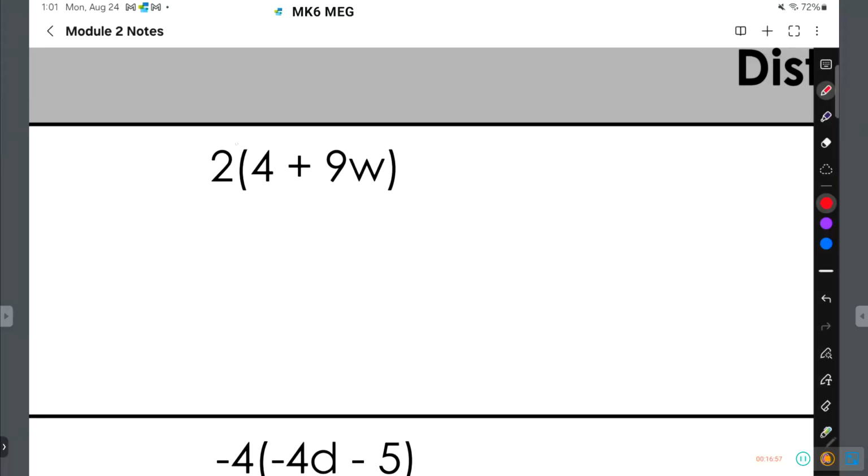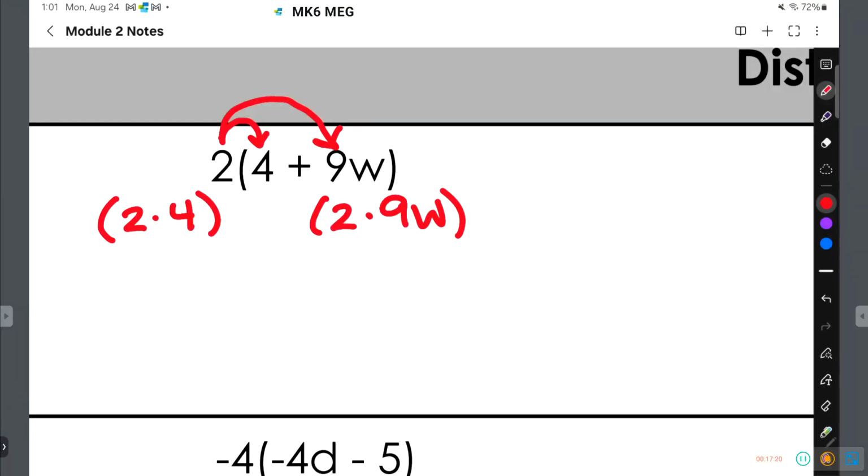Alright, so we're going to take this 2 and it's going to go to the 4 and it's going to go to the 9W. So what this is saying is, do not pick up your calculator yet, write it down. We are saying 2 times 4, and we're saying 2 times 9W. What operation is going to go between those two expressions right there? Addition. Do you see how there's an addition sign between the 4 and the 9? We're going to use the same sign.